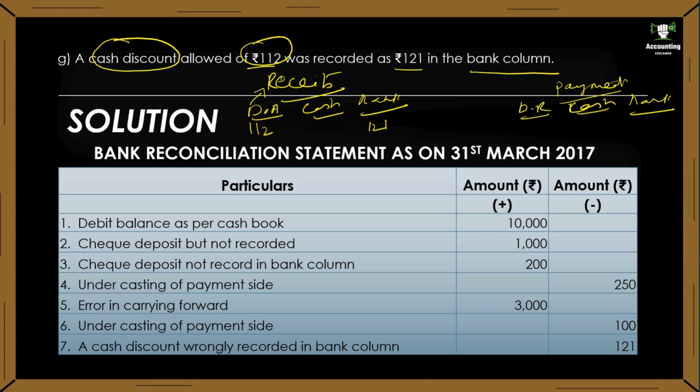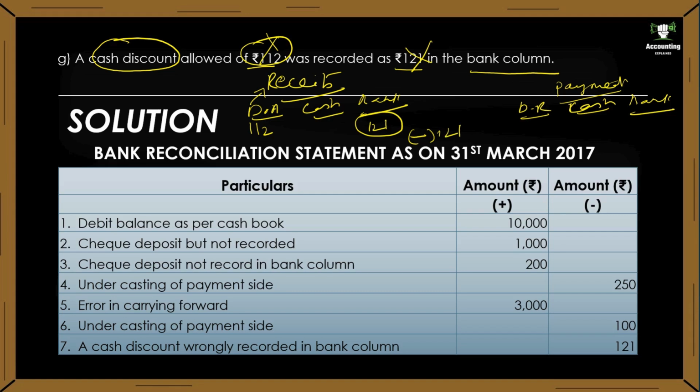The amount taken is also a mistake, that we will not do anything, because here we are not doing rectification of errors. Here we are preparing only the bank reconciliation statement. So we will see only the bank column. Here this 121, which is not supposed to be here on the bank column on the receipt side, is there. So to nullify it or cancel it, we will deduct this 121 rupees from the receipt side.